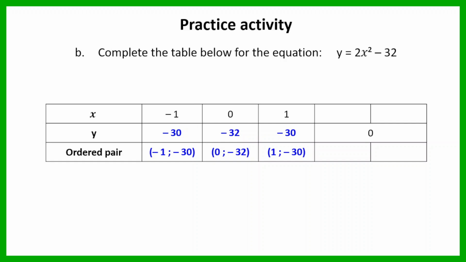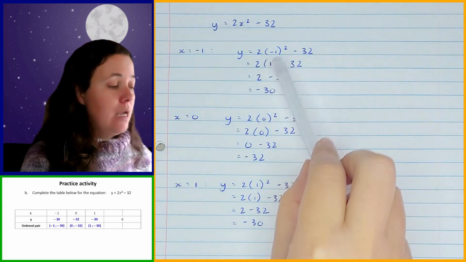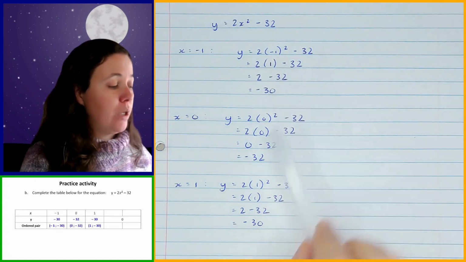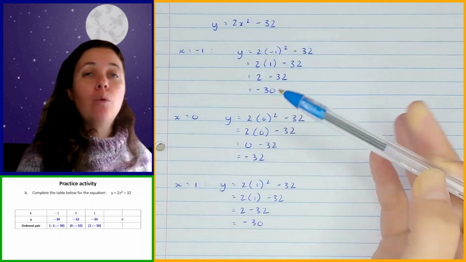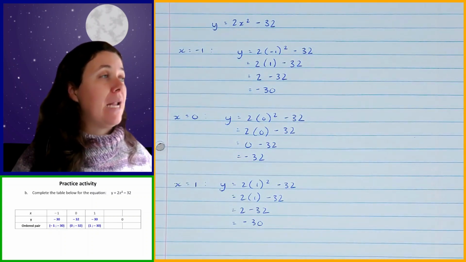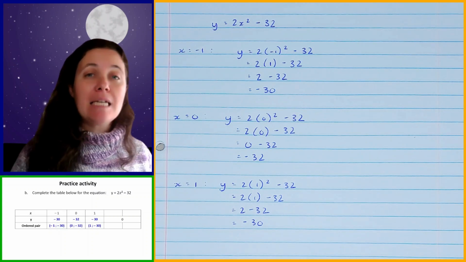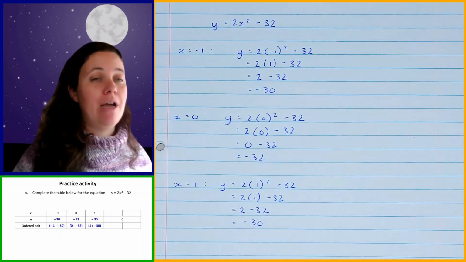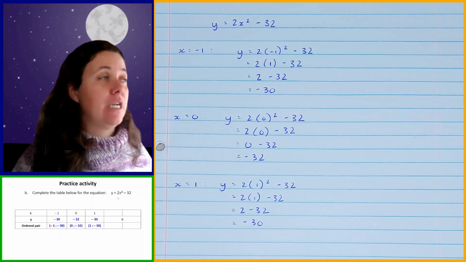So that's exactly what happened over here. When I squared the -1, I got 2 times 1 minus 32. And when I squared the +1, I also got 2 times 1 minus 32. Remember, when we square a negative value, it becomes positive. So what happens is I can end up with two different x values giving me the same y value when you've got an x squared in your equation like this.